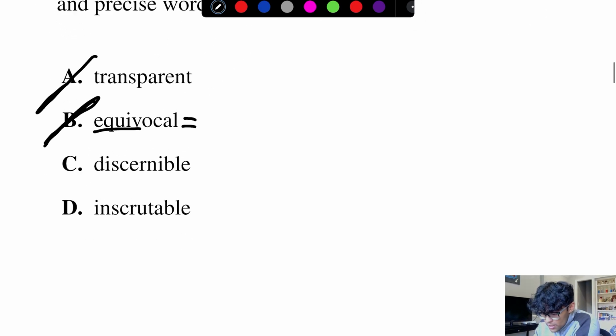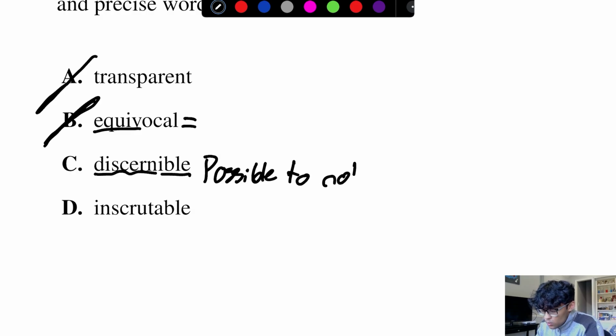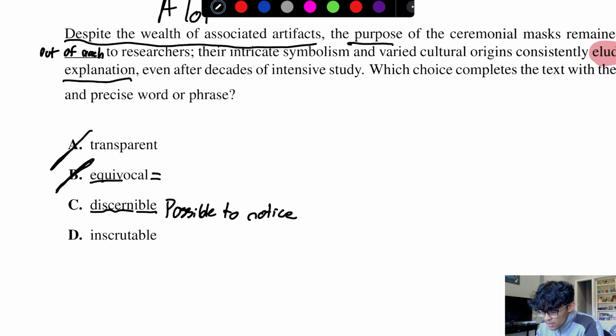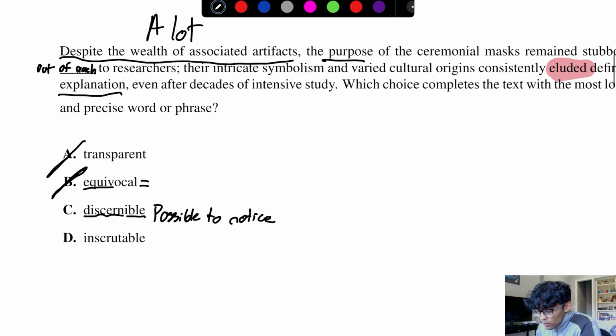Discernible. So discern means that it's visible or it's noticeable. I think discern means that it's noticeable, and able means, well, it's possible. So it's basically possible to notice, and that doesn't really go with what we're saying here, right? We're saying that it's really hard to figure out and it's out of reach. So this also doesn't really make sense. So by process of elimination, inscrutable is the correct answer.